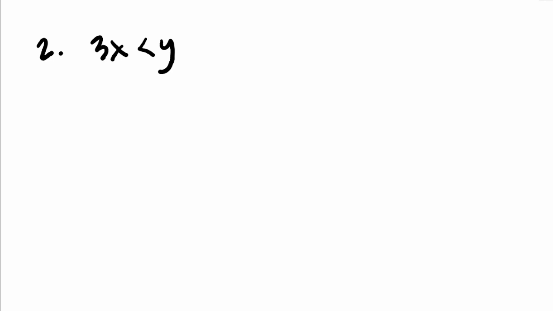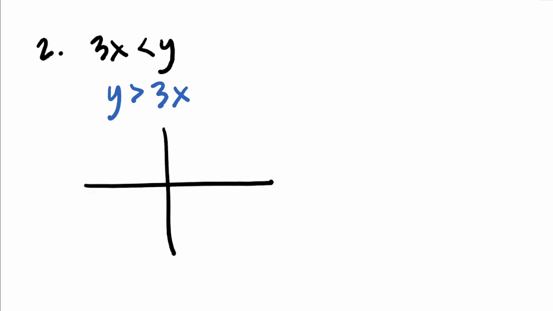Okay, the second one is 3x is less than y. And I like to write these as y is less than or y is greater than. So I'm just going to switch it around and say y is greater than 3x, right? Still, y is the one that's bigger.